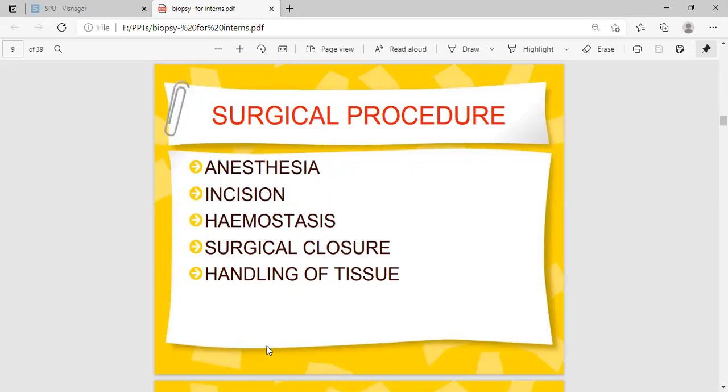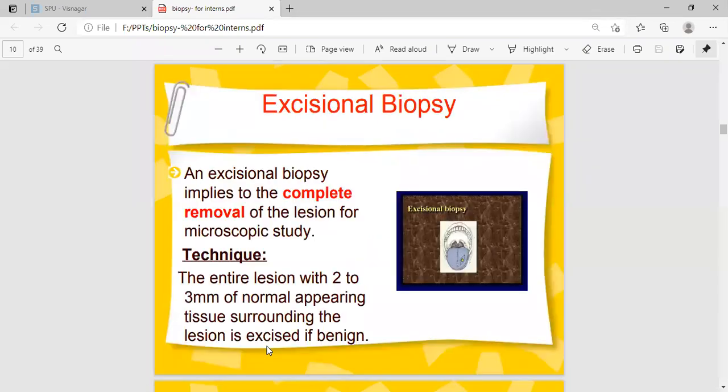The surgical procedures usually, so once you identify the area where you need to do the biopsy, adequate anesthesia. In most cases, these are performed under local anesthesia. Then the incision, achieving hemostasis, surgical closure, and handling of the tissues, or transferring of the tissues which have been removed.